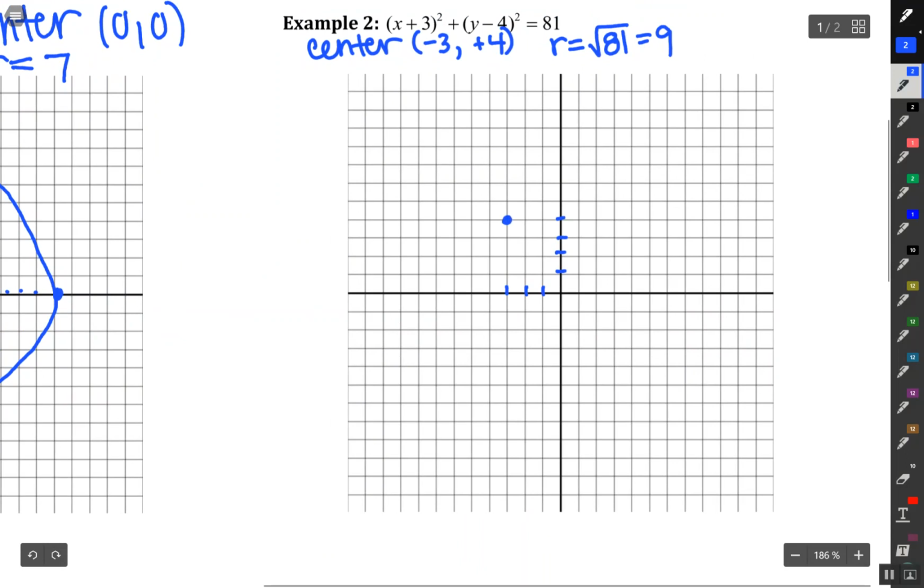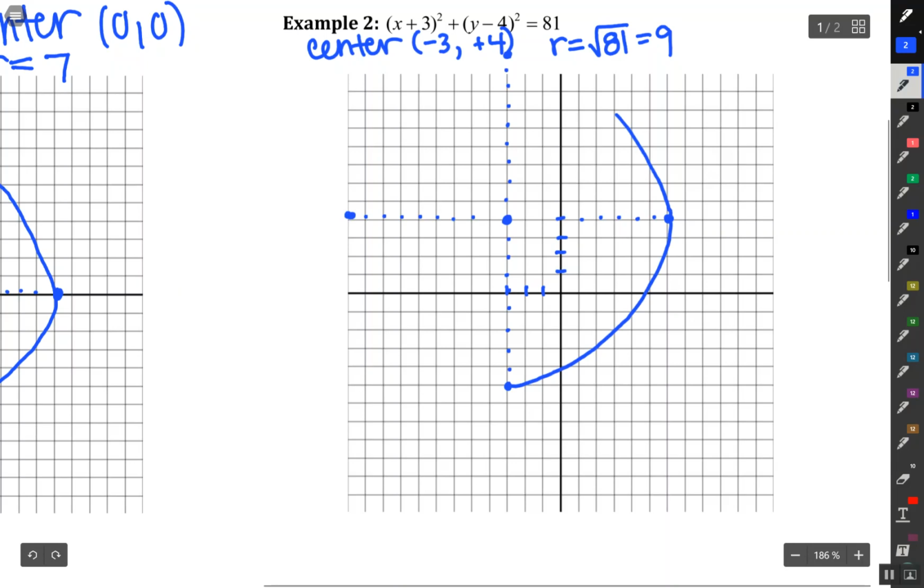So this is our center. I'm going to go up, down, left, right, 9. So 1, 2, 3, 4, 5, 6, 7, 8, 9. This is going to go off the graph. 2, 3, 4, 5, 6, 7, 8, 9. Okay. 1, 2, 3, 4, 5, 6, 7, 8. Okay, yeah, it's going to go off by 1 there. 1, 2, 3, 4, 5, 6, 7, 8, 9.